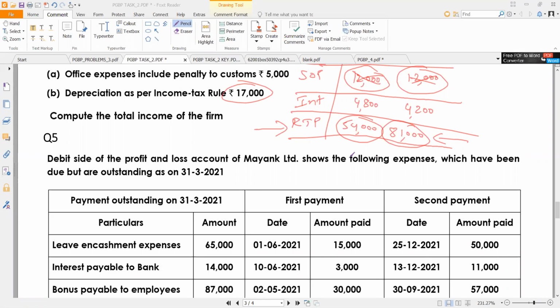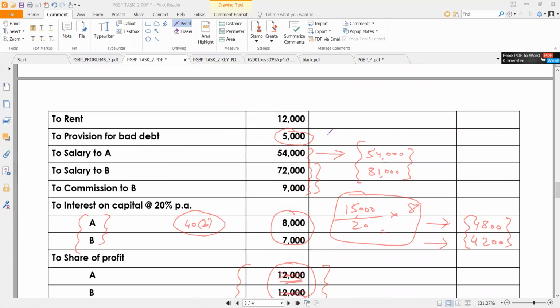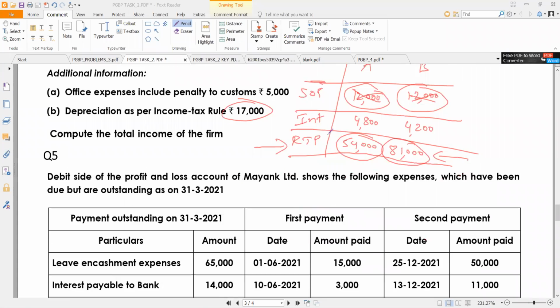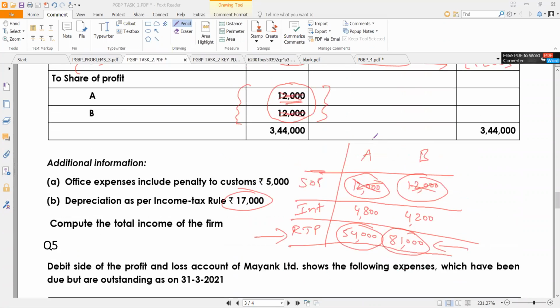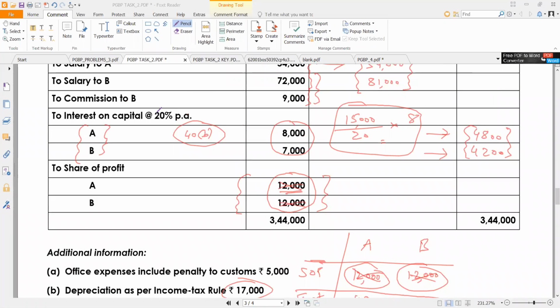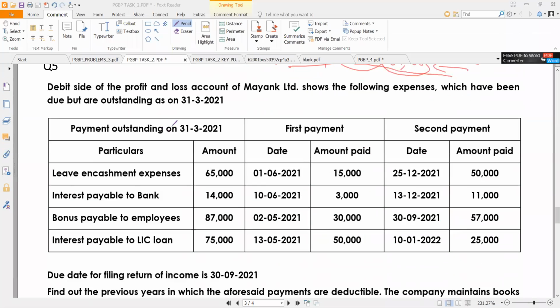So this 54,000 and 81,000 also shall be taxable in the hands of partners under the head of PGBP. So these are the points on the other side also to be noted. Share of profit is completely not taxable. Interest and salaries or remuneration are taxable to the extent which are allowed as deduction for the partnership firm. And salary or remuneration received by the partner from the partnership firm is taxable under the head of PGBP. That's it. That was question number four.